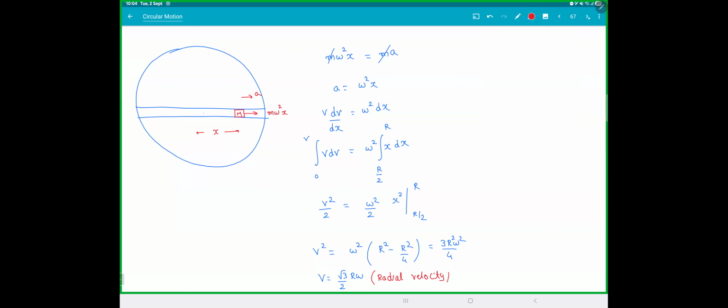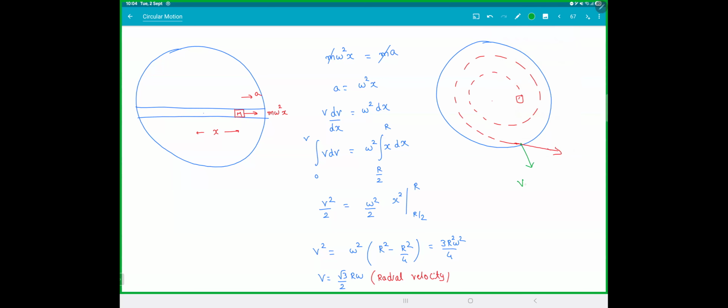But if you actually look at the disk and the ground frame, what you will notice is that this block is not actually going in a straight line. It is actually going in a spiral. So when it flies out, it is flying out at some weird angle. So you get two velocities.